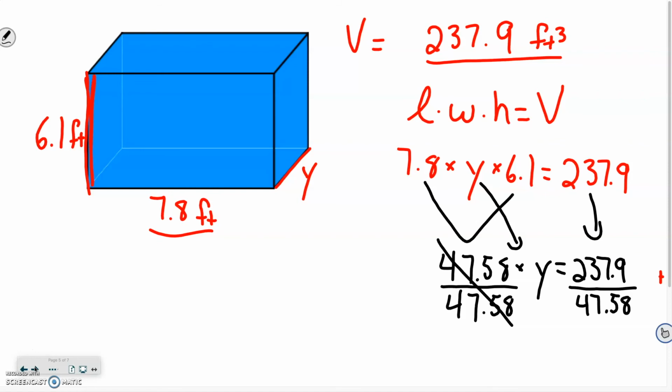Do the same to this side. 47.58. Divide by that. Type in your calculator right now. 237.9 divided by 47.58. Typed it in, and you get y equals 5.5 feet. Okay? You see how we divide on the left side? You do it to the left of the equal sign, you do it to the right. Okay? Let's do one more.